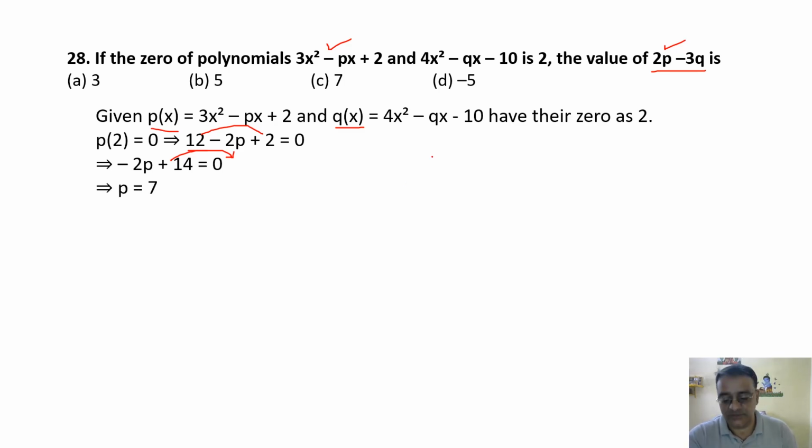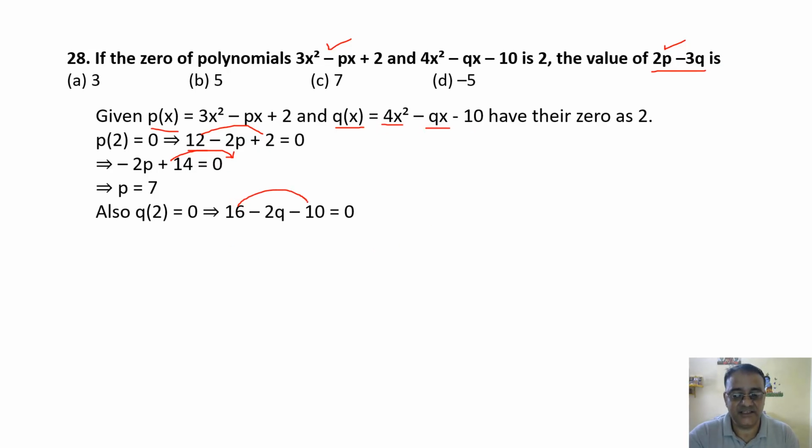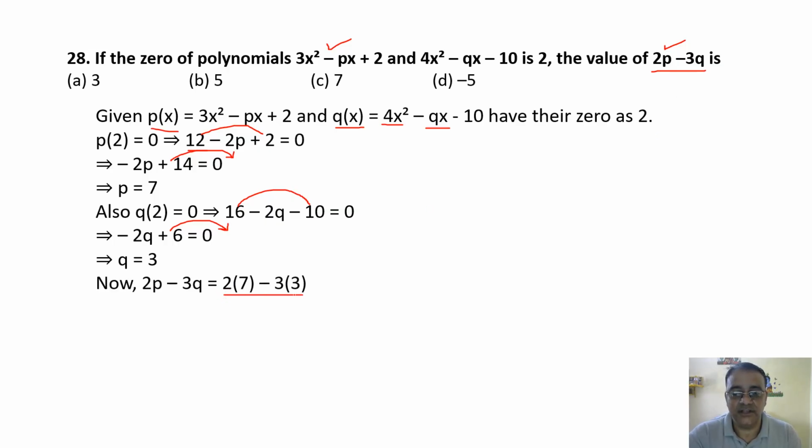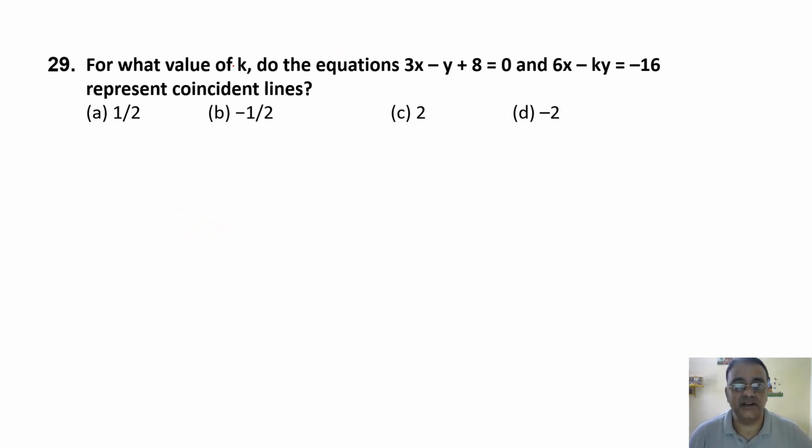Now q of 2 is equal to 0, so this will become 16 minus 2q minus 10 is equal to 0. 16 minus 10 is 6, and if you shift plus 6 to this side it will become minus 6. Minus 6 divided by minus 2 is 3. So we got p as 7 and q as 3. Now we will substitute: 2 into 7 minus 3 into 3, that is 14 minus 9, 5, and the correct option is option B. Now the next question, question number 29.